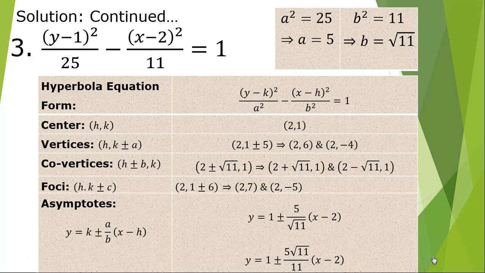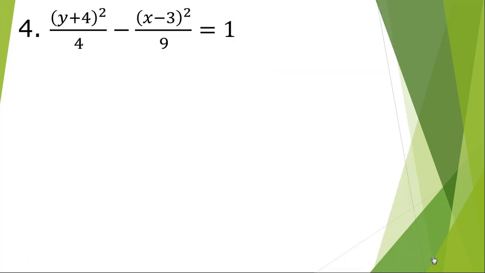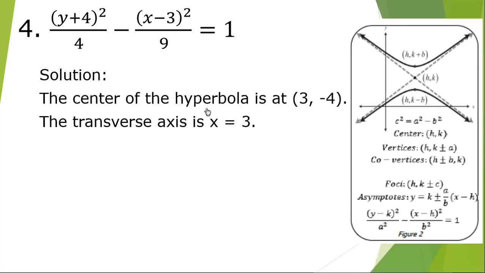quantity x minus 2. Moving on to number 4, we have y plus 4 quantity squared all over 4 minus x minus 3 quantity squared all over 9 equals 1. So in this case, you already have the idea. Where is the transverse axis? Is it a vertical or a horizontal line? Well, in this case, it's actually a vertical line. Yes, here. Center is at 3, negative 4. That's correct. And it's a vertical line wherein we have x equals 3.